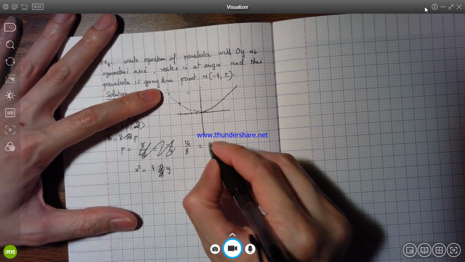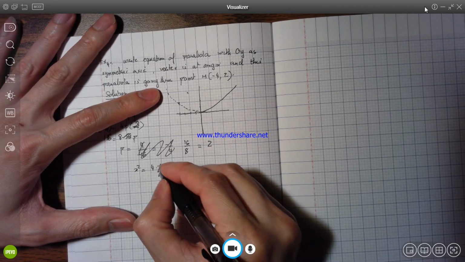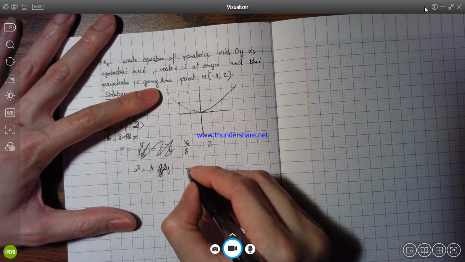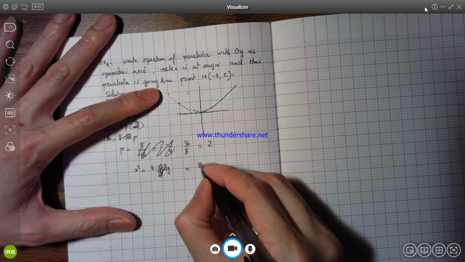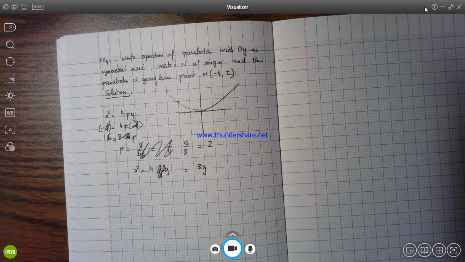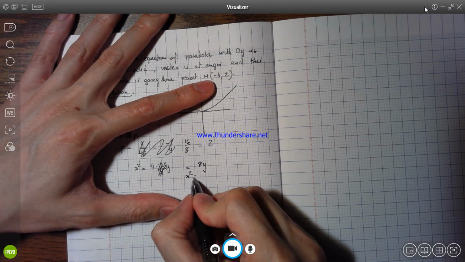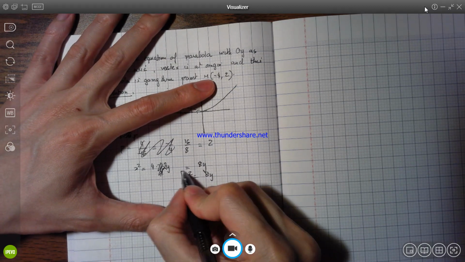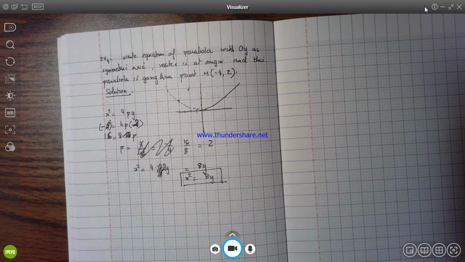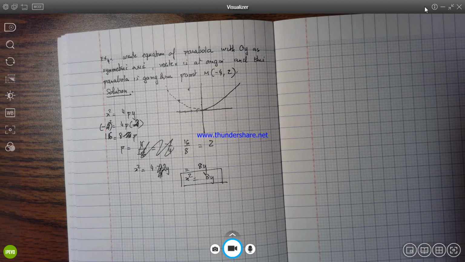So p is 2, and if p is 2, you plug it right here, and you're going to have x squared equals 8y. So the final parabola equation will be x squared equals 8y. That is how you write the equation of a parabola.